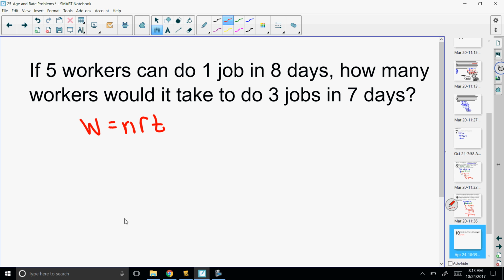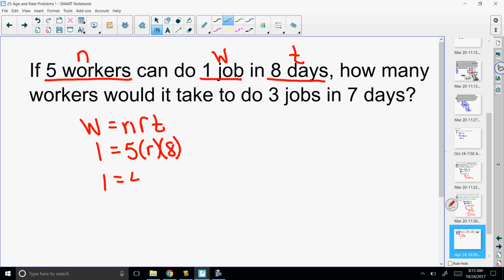So if we start to plug in information, 5 workers, that represents your number, can do 1 job, that's my work, in 8 days, that's my time. What I don't know is the rate, but if I substitute in that information, 1 job can be completed by 5 workers in 8 days. So what is the rate? 1 is equal to 40R. So if I divide both sides by 40, what's the rate?